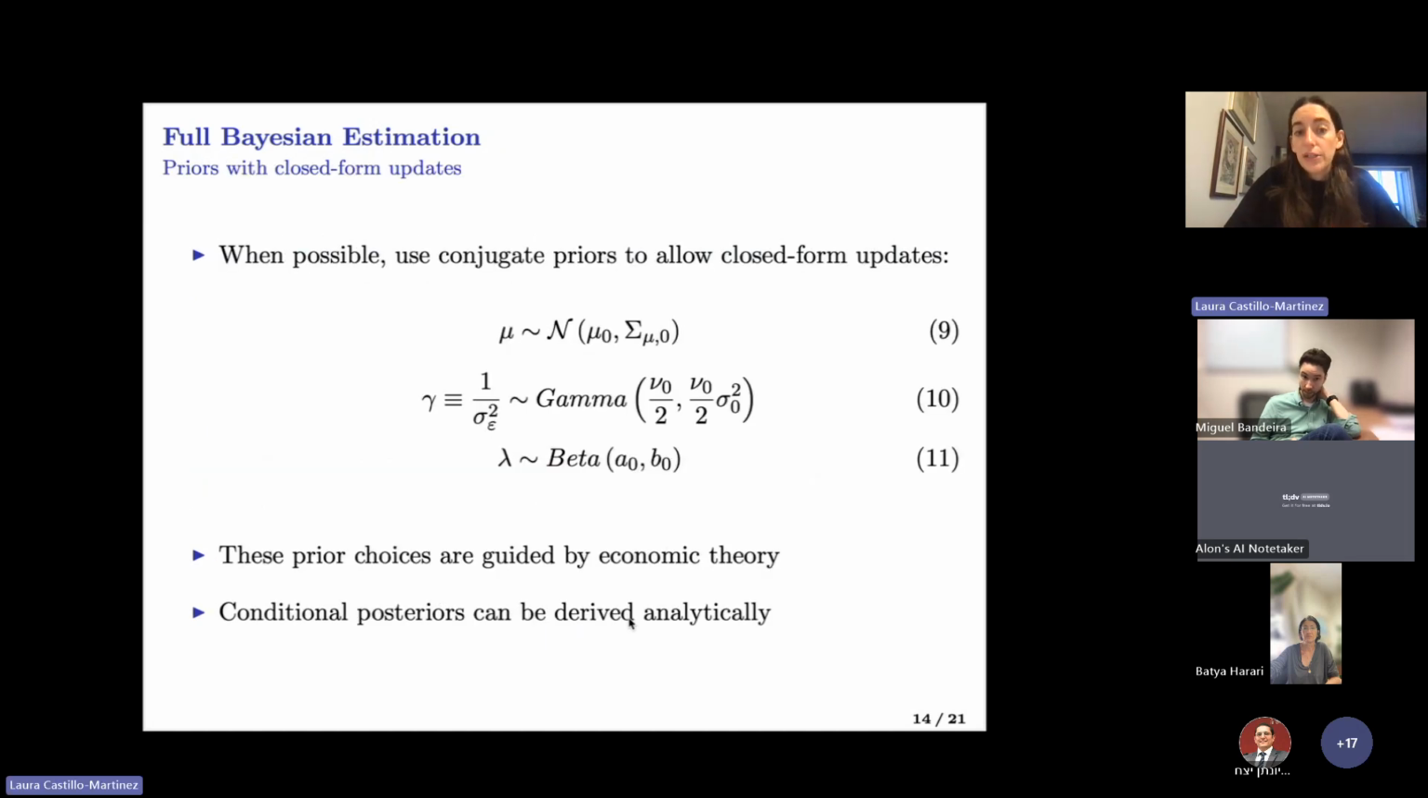Okay, so on the Bayesian estimation. The first subset of parameters, for which we have conjugate priors, are going to be the trend inflation parameter, the volatility of the idiosyncratic shocks, and the probability of a free adjustment. Those are going to be guided by economic theory. They're going to follow a normal, an inverse gamma, and a beta. And as I was saying, standard with conjugate priors, the conditional posteriors are going to be derived analytically, so that's going to speed up and make it very simple, this part of the Gibbs sampler.